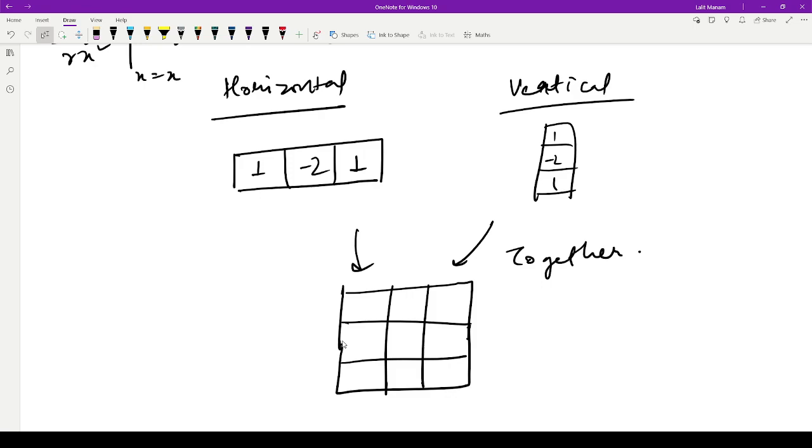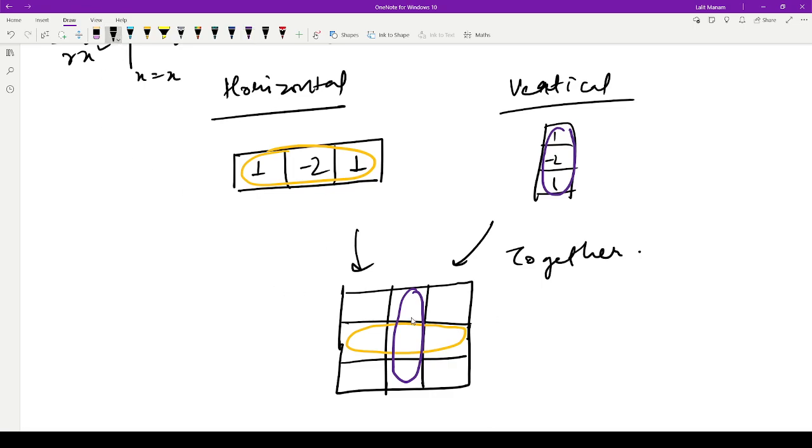They are linear operators, right? So they are linear operators. How do you join them? Since they are linear, you just add them in their respective locations. So you take this and place it here, and take this and place it here, and just add whatever it is.